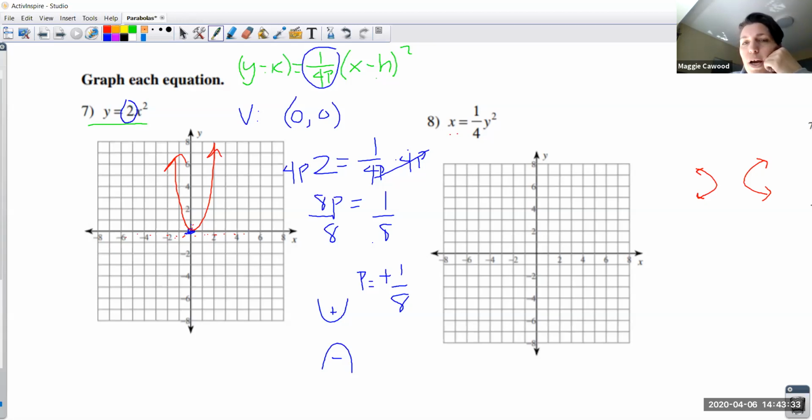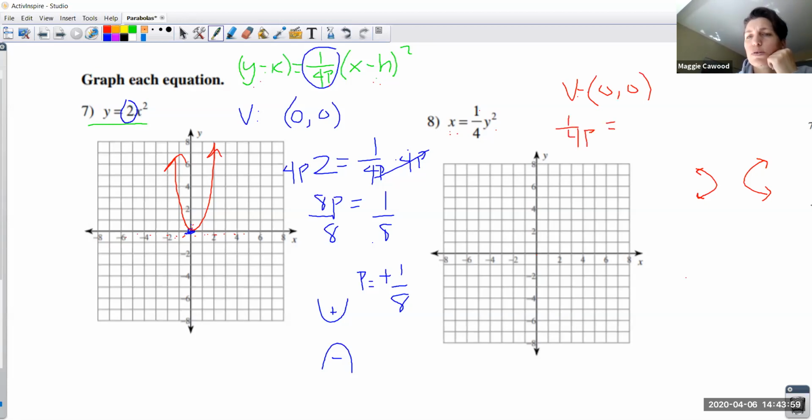Okay, so y equals, it's not something you can plug in your calculator easily. So we're going to go x equals 1/4 y squared. Okay, remember our formula. This is very similar, but x and y are switched, right? Again, our vertex is at 0, 0. So we've got right there, and then what else? So this is 1/4p.